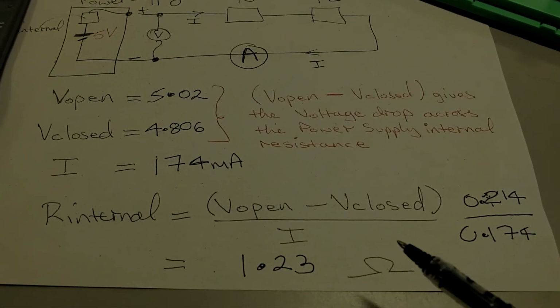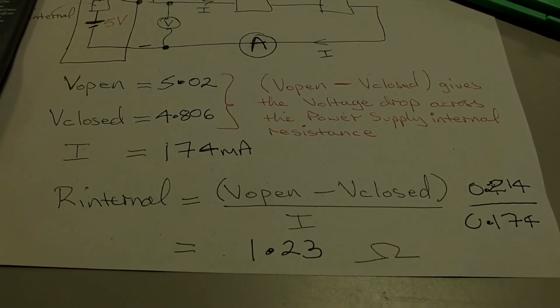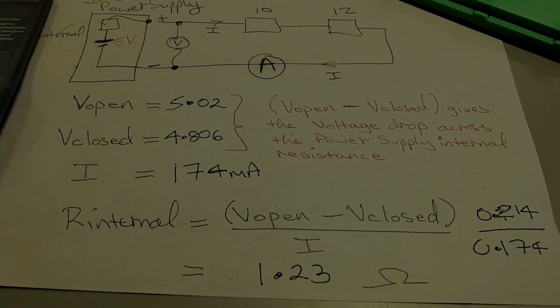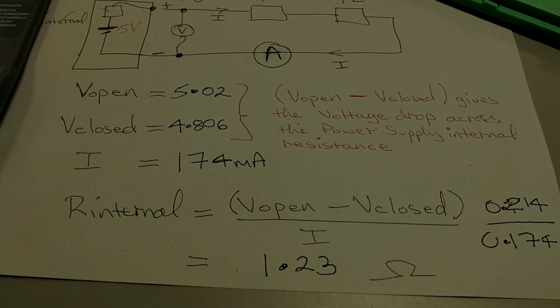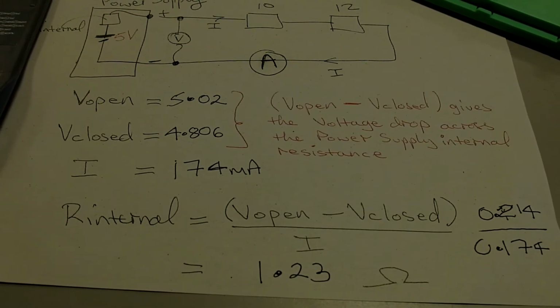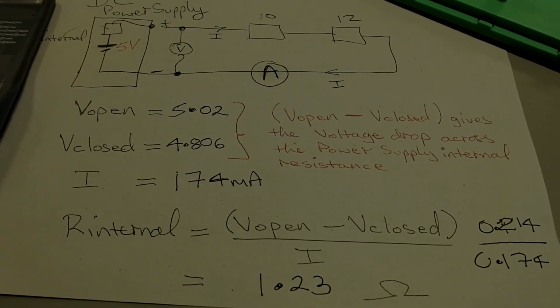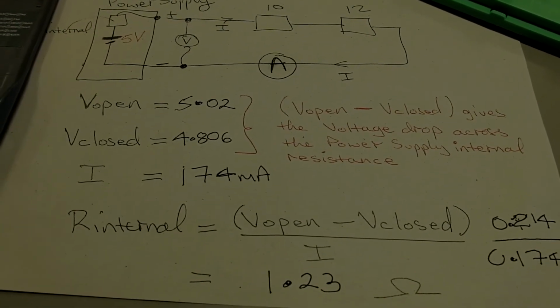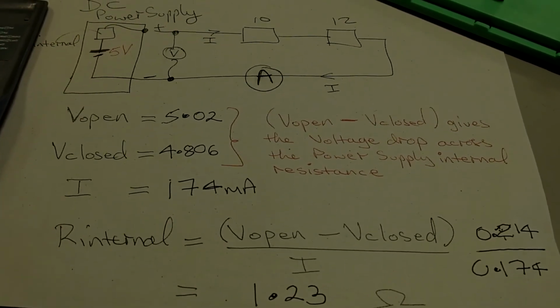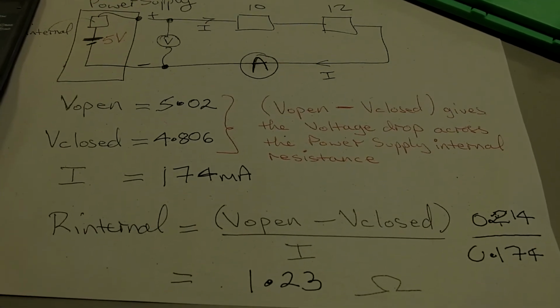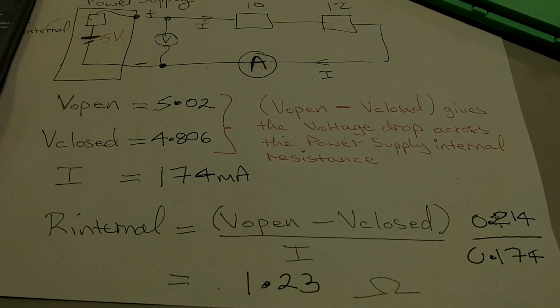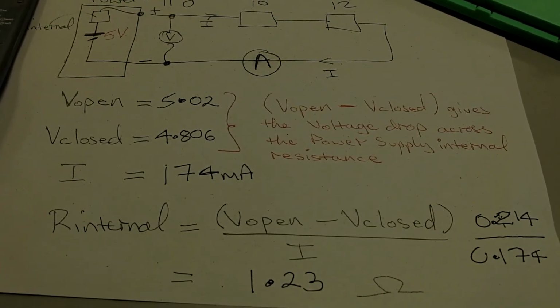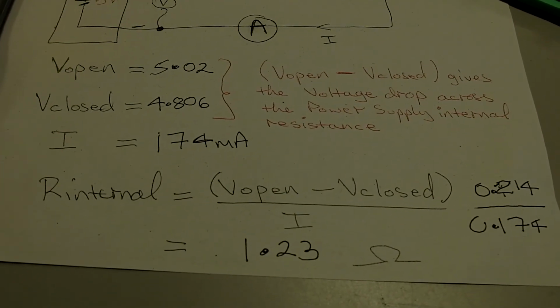All voltage sources, generators, thermocouples, solar panels, DC power supplies, AC power supplies, they all have internal resistance, which can be determined by measuring the open circuit voltage when no current is flowing, and then measuring a closed circuit voltage, taking that voltage difference, dividing it by the current flow, and then working out the internal resistance.